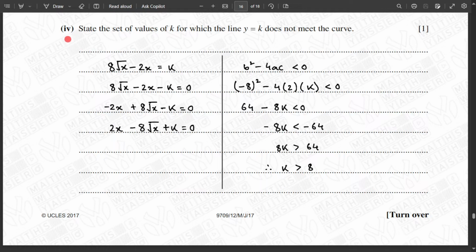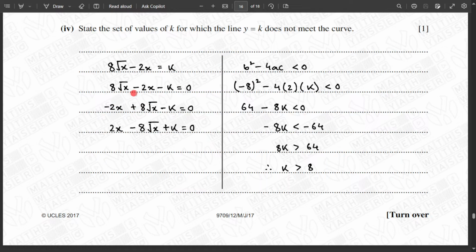In part 4, it says state the set of values of k for which the line y equals to k does not meet the curve. So whenever they state the term set of values, that means they're talking about an inequality. So let's write 8 root x minus 2x equals to k. So I'm equating the equation of the curve and the equation of this line, y equals to k.